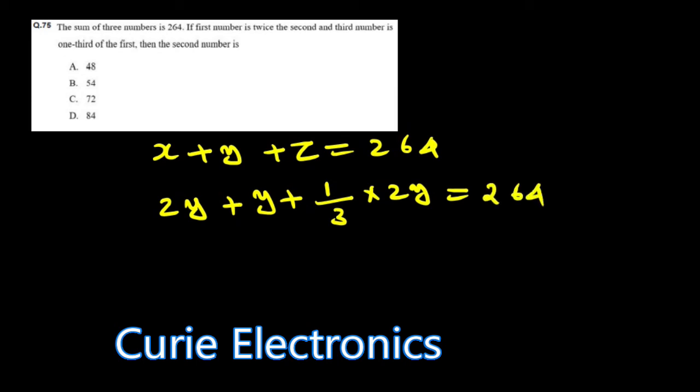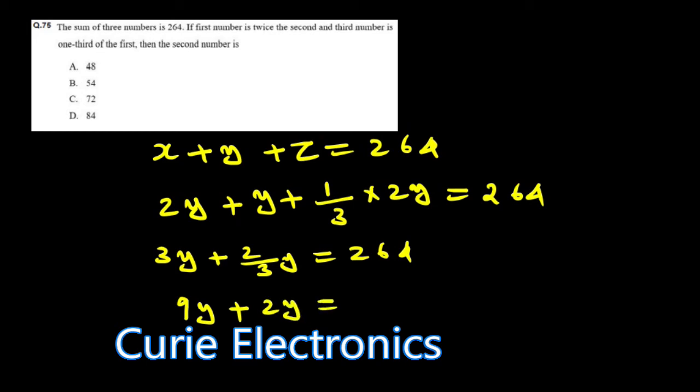Now how do we simplify? I will add these two y's, so it is 3y plus 2/3y equal to 264. Now what could you do? We will just multiply the entire equation by 3. Then it becomes 9y plus 2y equal to 264 multiplied by 3. What do you get? 792.